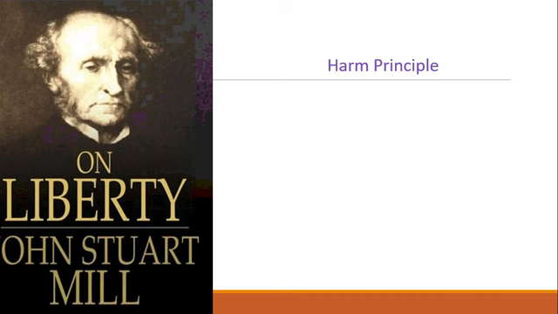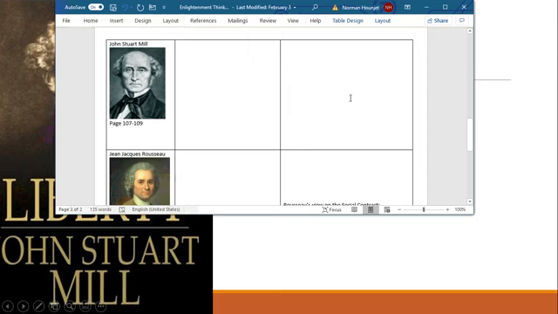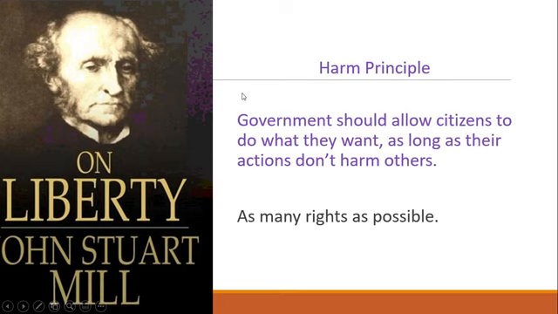He came up with something important called the harm principle. If you have some room in one of these boxes here, include the harm principle. It's a pretty good one. So what does it mean? Governments should allow citizens to do what they want as long as their actions don't harm other people. So pretty much people should have as many rights as they possibly can. Do whatever you want. If you're not hurting other people, then who cares, right? According to John Stuart Mill, that's the way to live.